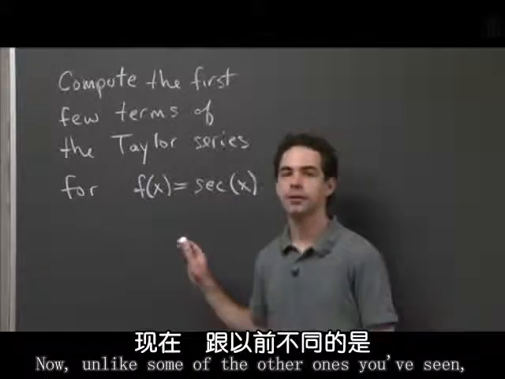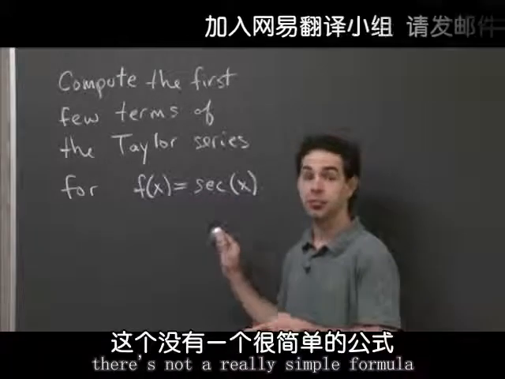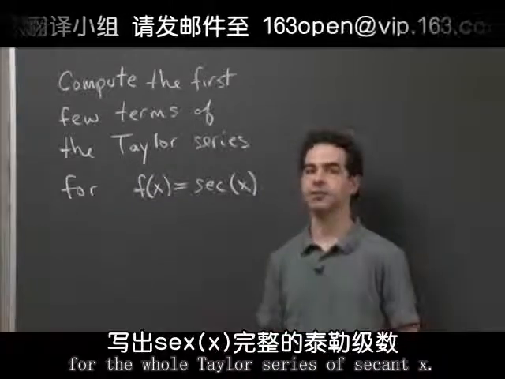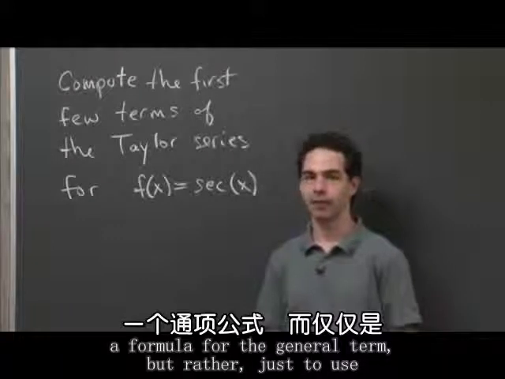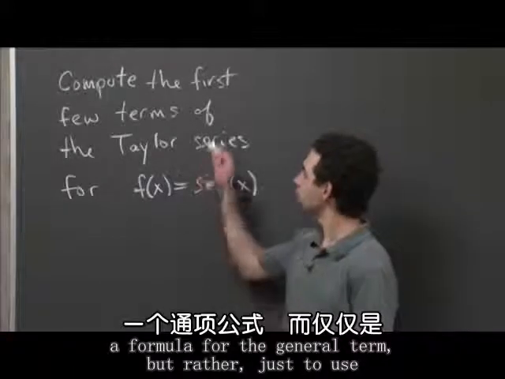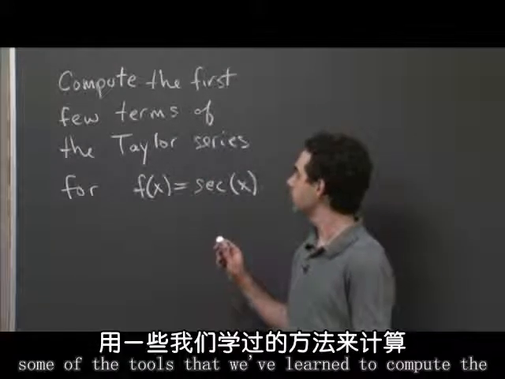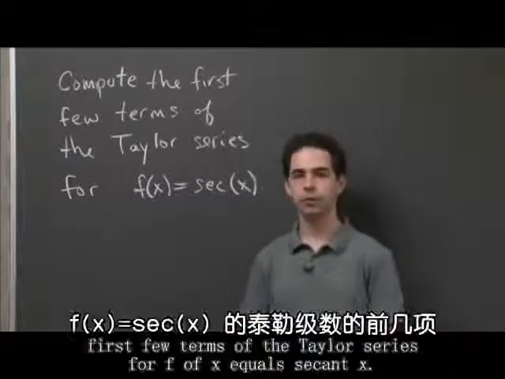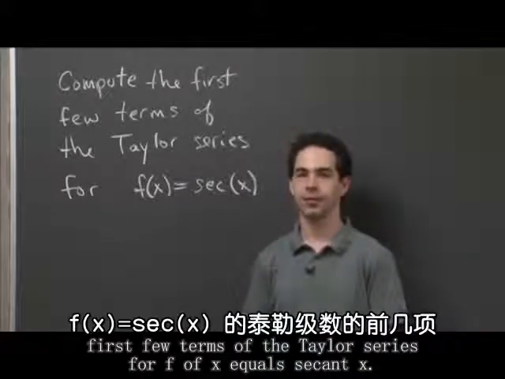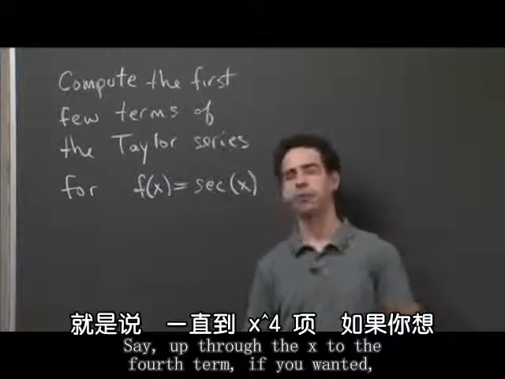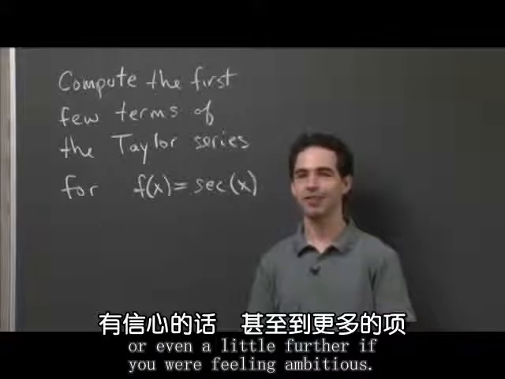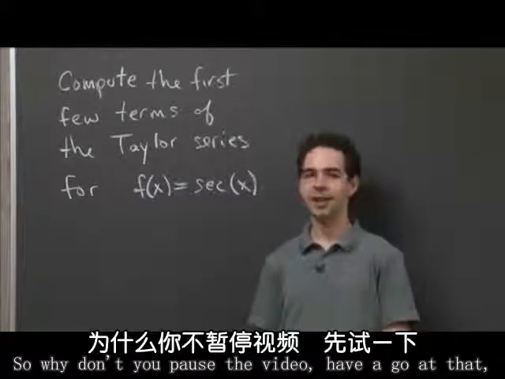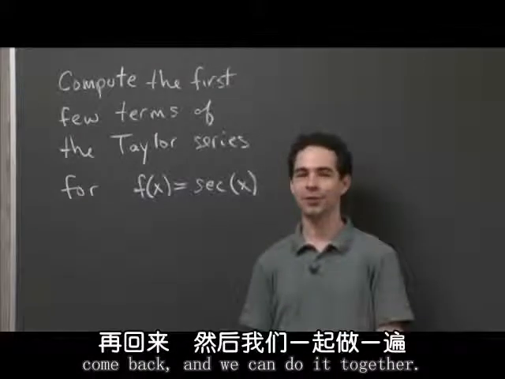Now, unlike some of the other ones you've seen, there's not a really simple formula for the whole Taylor series of secant x. So what I'd like you to do is not to find a formula for the general term, but rather just to use some of the tools that we've learned to compute the first few terms of the Taylor series for f of x equals secant x, say up through the x to the fourth term if you wanted, or even a little further if you were feeling ambitious. So why don't you pause the video, have a go at that, come back, and we can do it together.